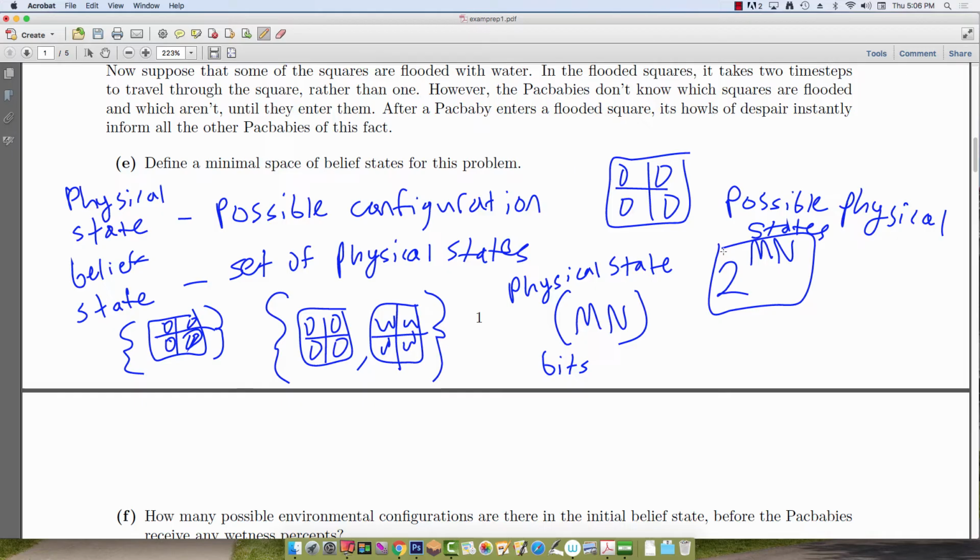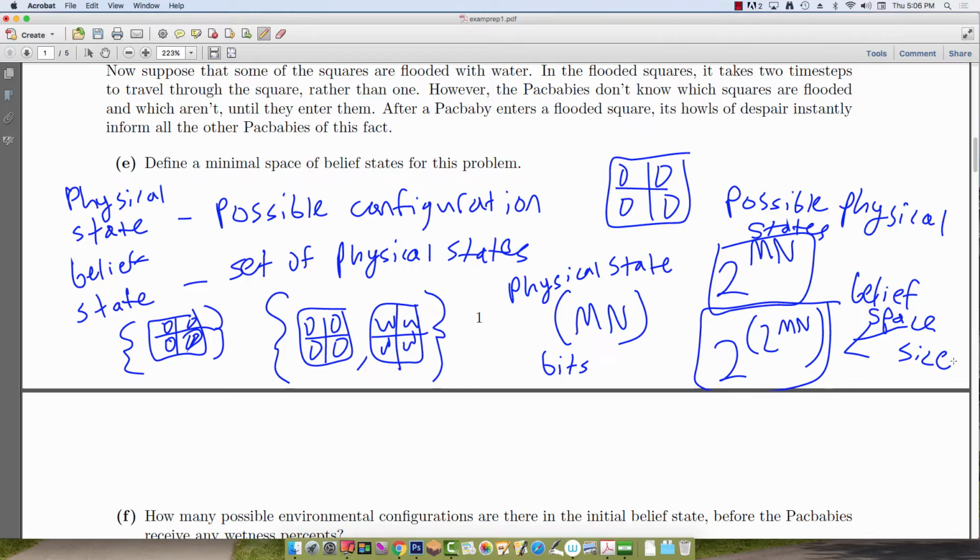Now we want to look at the space of belief states. This is going to be massively larger than what we already have. Remember that a belief state is a set of physical states. How many physical states are there? There's 2 to the mn. So how many different ways can we take a subset of the physical states? This is something called the power set. If there are 2 to the mn physical states, the number of ways we can take subsets of the physical state set is 2 to the power of 2 to the mn. So this is our final answer, the belief space size.